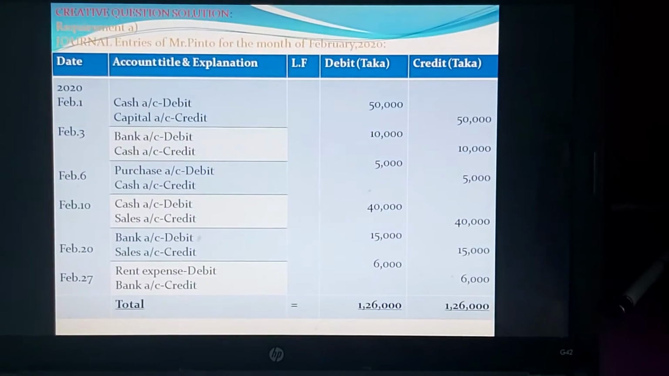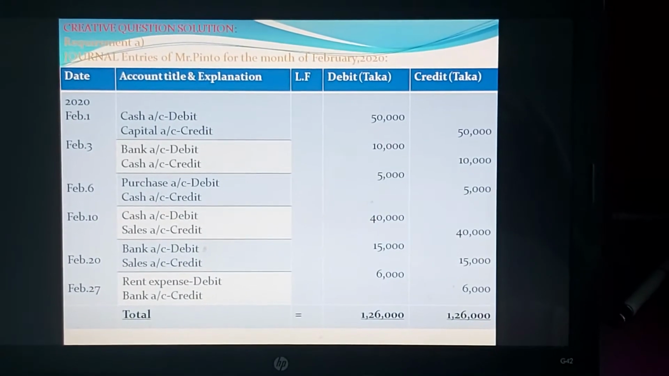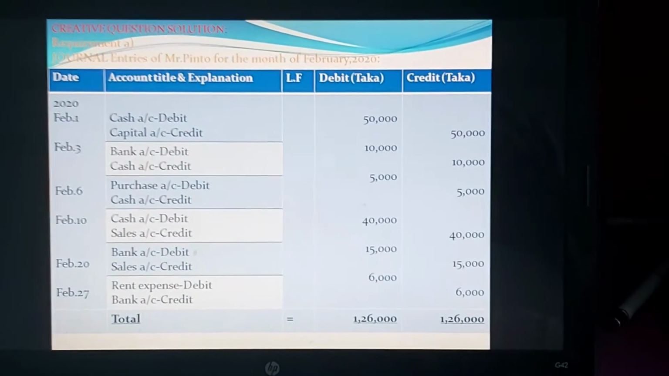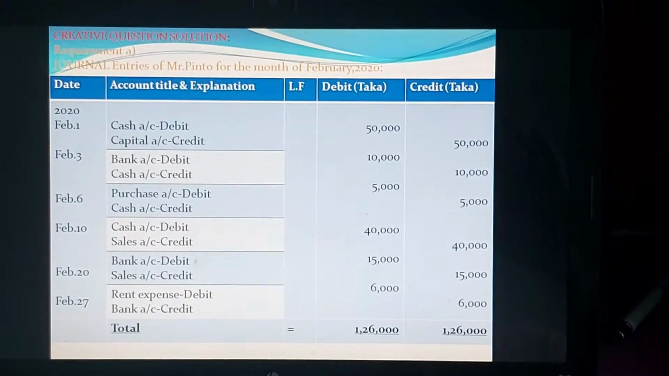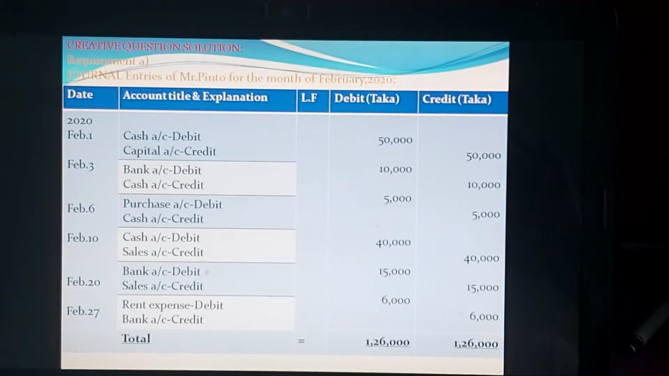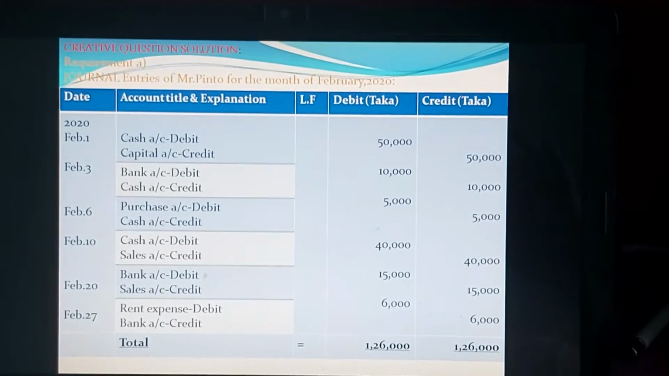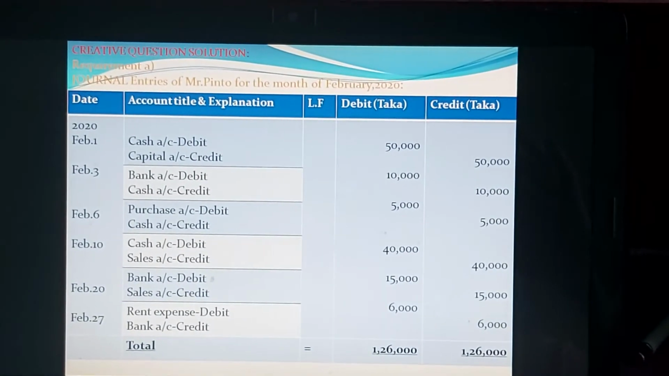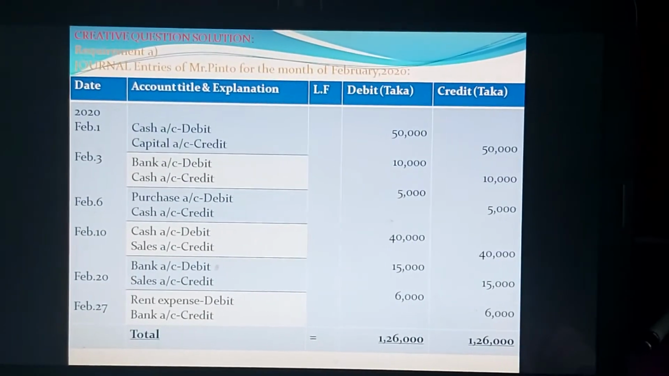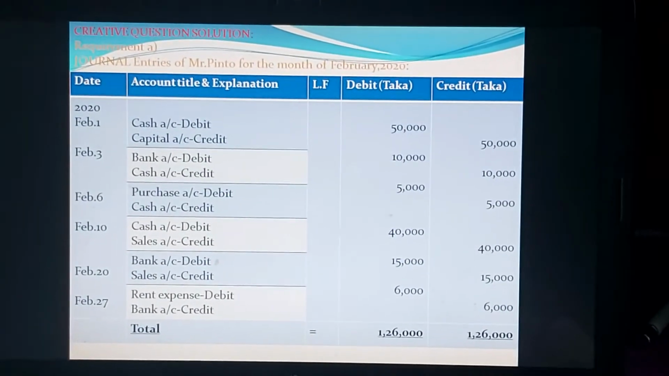Now you can find out February 10 cash account debit, sales account credit. Another one, February 20 bank account debit, sales account credit. Two transactions are involved in the sales account. So in the first one, February 10 cash debit, sales credit.